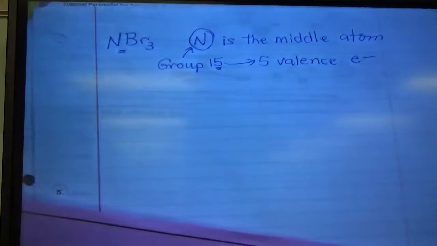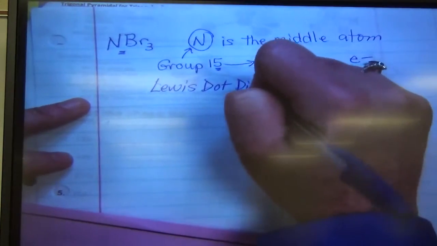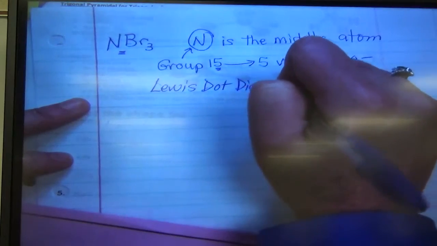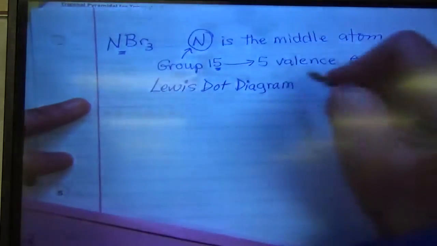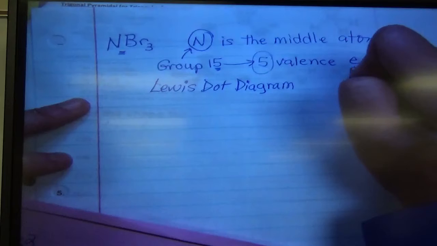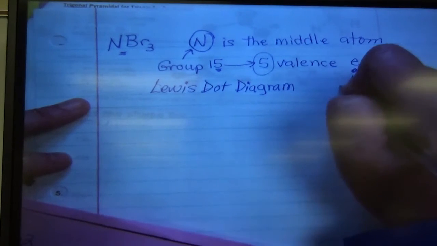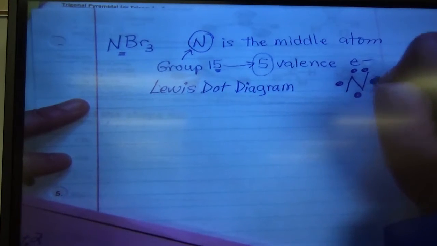I'm writing real big, so hopefully it'll show up on camera well. Now that I know that it has 5 valence electrons, I can draw the Lewis dot diagram for it, because that will help me understand how many bonds it can make. And once you know that, it will determine the shape choices that you can make. Lewis dot diagram N, it has to have 5 valence electrons. 1, 2, 3, 4, 5. 5 valence electrons.